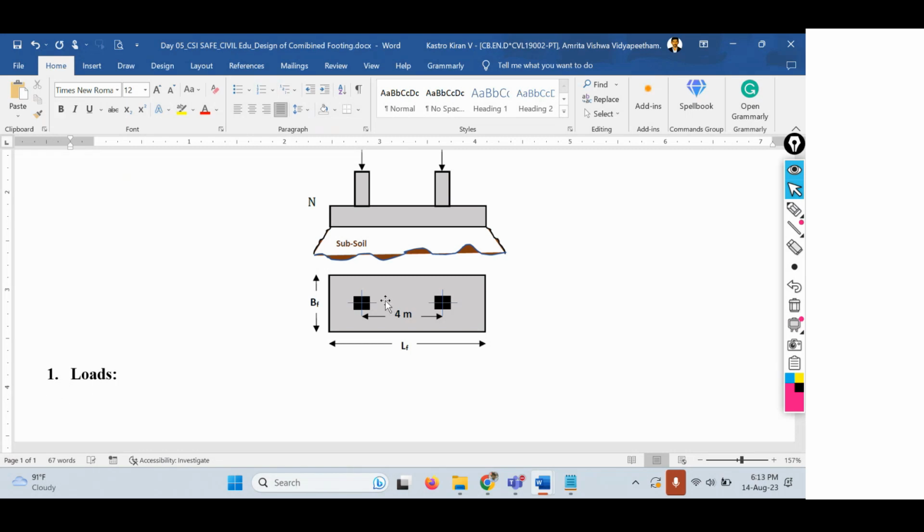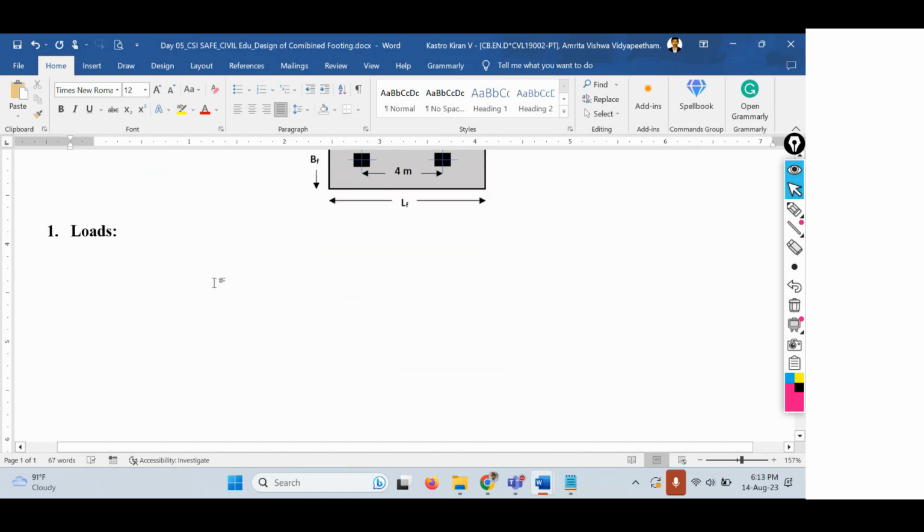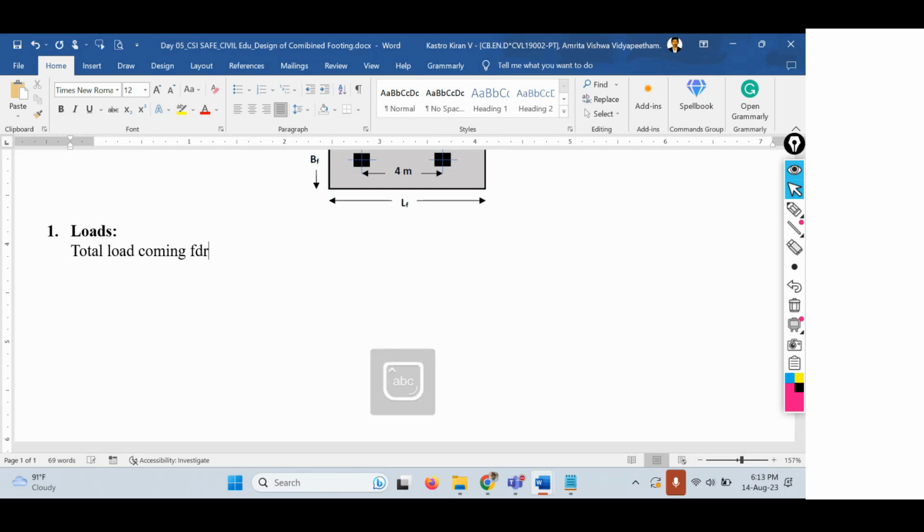Now, what are the two loads that are coming onto the columns? One is 300 kilonewtons and the other one is 500 kilonewtons. So the total load coming from columns equals 300 kilonewtons from one column and 500 kilonewtons from another column. So a total of 800 kilonewtons is coming onto the foundation slab, or onto the soil, you can say.